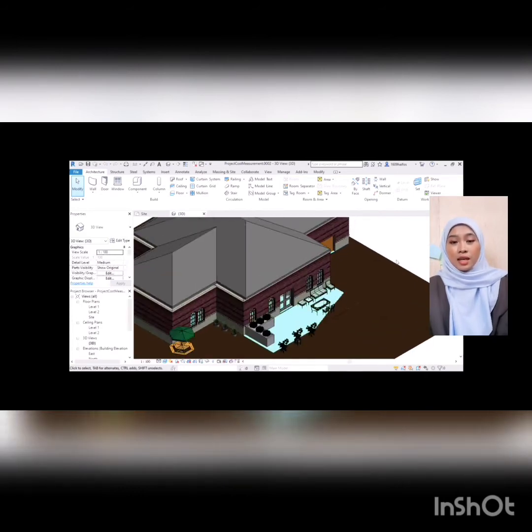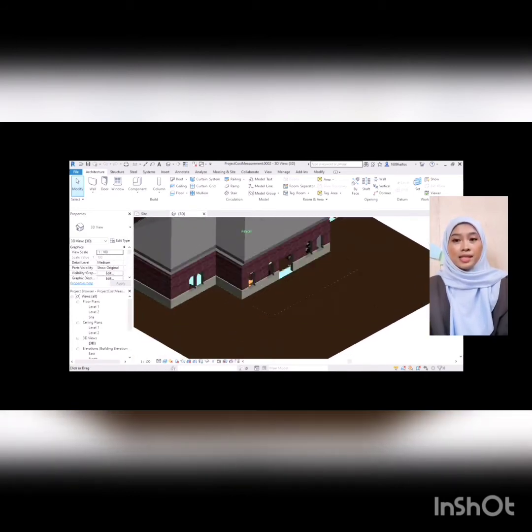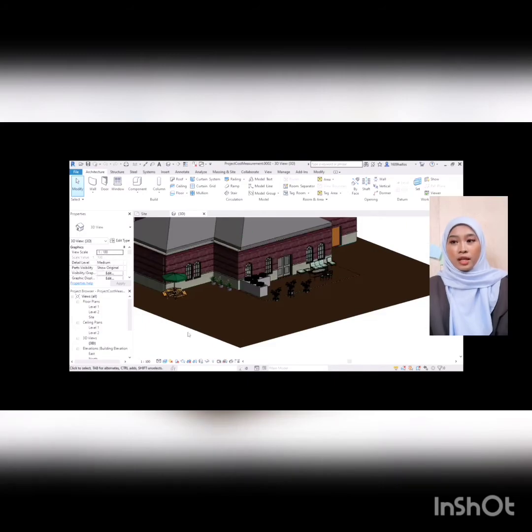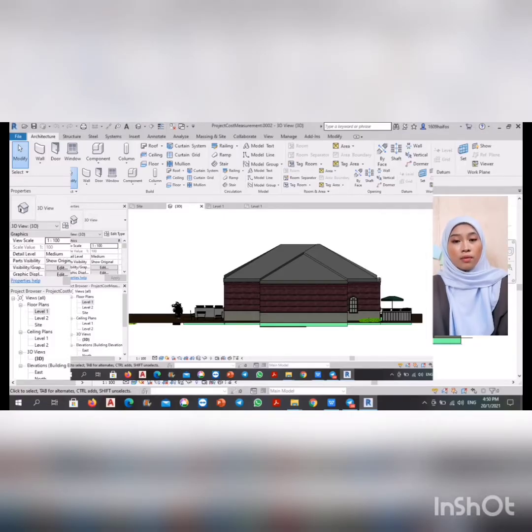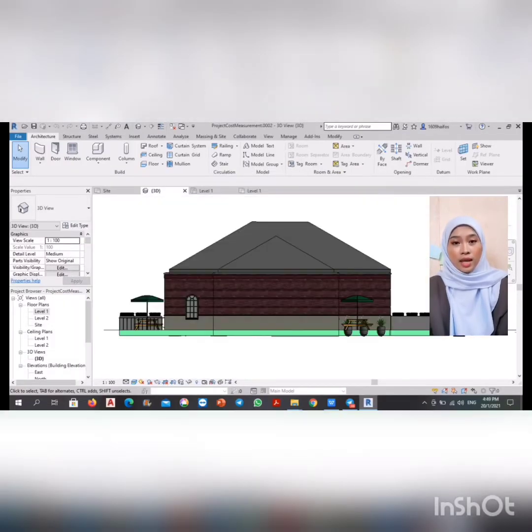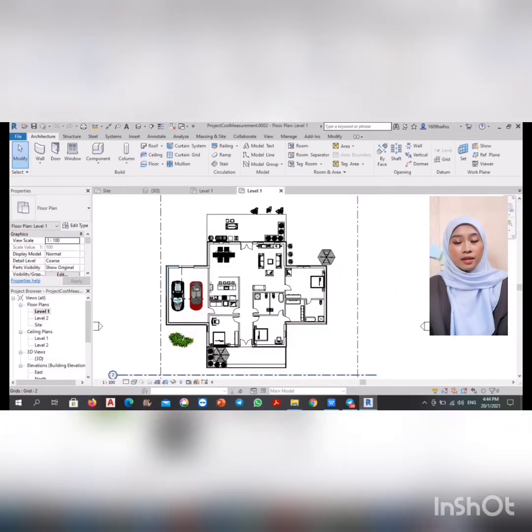As we can see, the house that we build is single story. I would like to show the right view, front view, back view and left view. We can see in the floor plan there are 3 rooms, parking, guest room, kitchen.